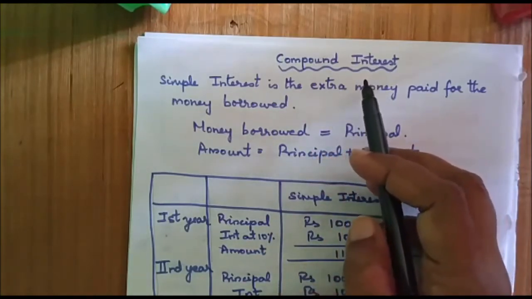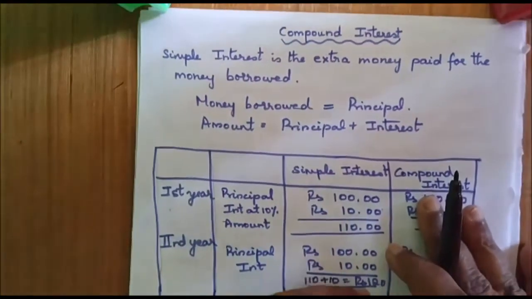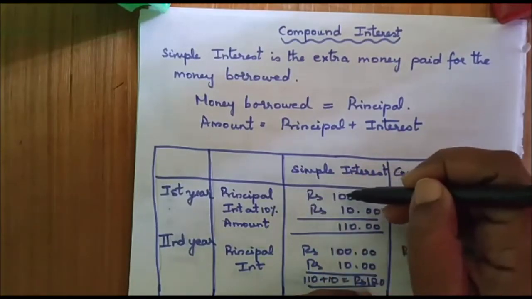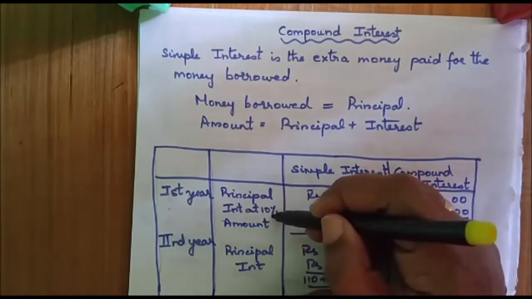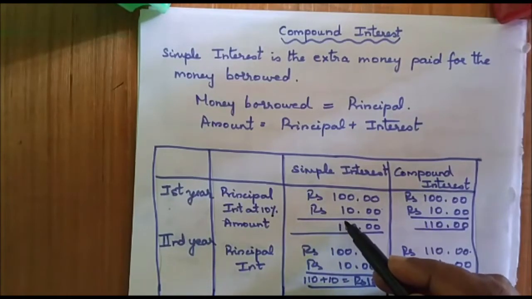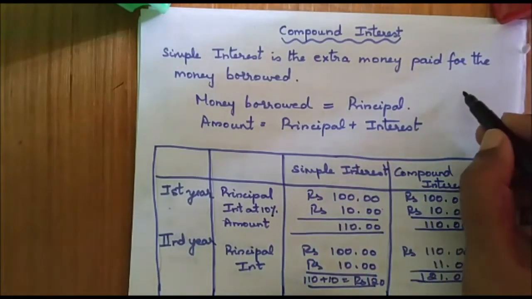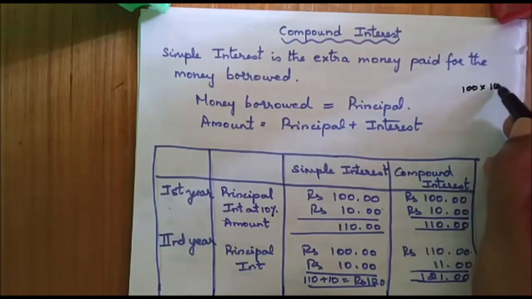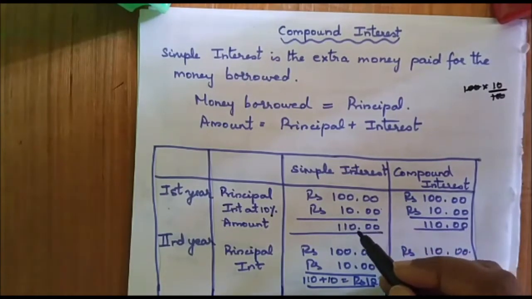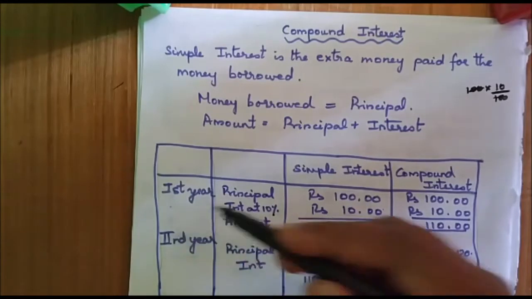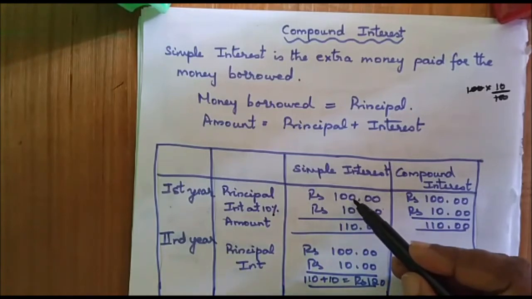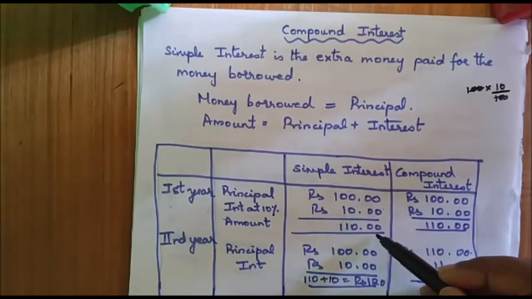What is compound interest? Before going into compound interest, let us see one example here. Now I have borrowed 100 rupees. So how will I write? My principal is 100 rupees and rate of interest is 10%. On 100 rupees, if 10% interest is charged, how much is it? It is 10 rupees. So at the end of 1 year, I will pay 110 rupees. That is 100 principal plus 10 interest, 110 rupees.